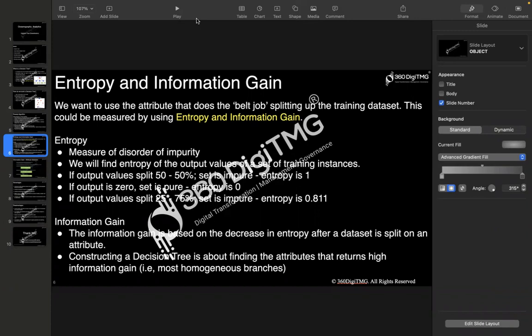So in the entropies, we have some points. Entropy is the measure of the disorder or impurities. Then we have to find the entropy of the output values in the set of the training instances. If the output value splits 50-50, then you can see the set is impure, and the entropy will be 1.